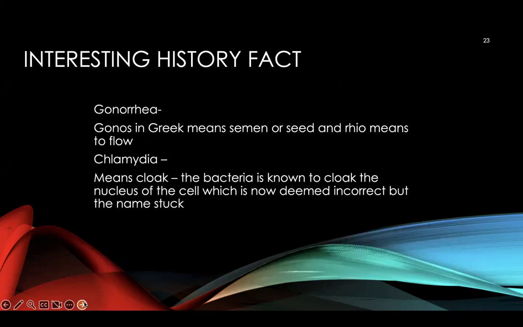And then just some interesting history facts. So gonorrhea, gonos in Greek, that prefix means semen or seed, and rhoia means to flow. So I think it's interesting to see how we have now used the Greek meanings of this bacteria to describe how this bacteria is spread. And then chlamydia means cloak. The bacteria is known to quote unquote cloak the nucleus of the cell, but that is now technically deemed incorrect. But the name's kind of stuck around. So I thought that was kind of interesting to learn.